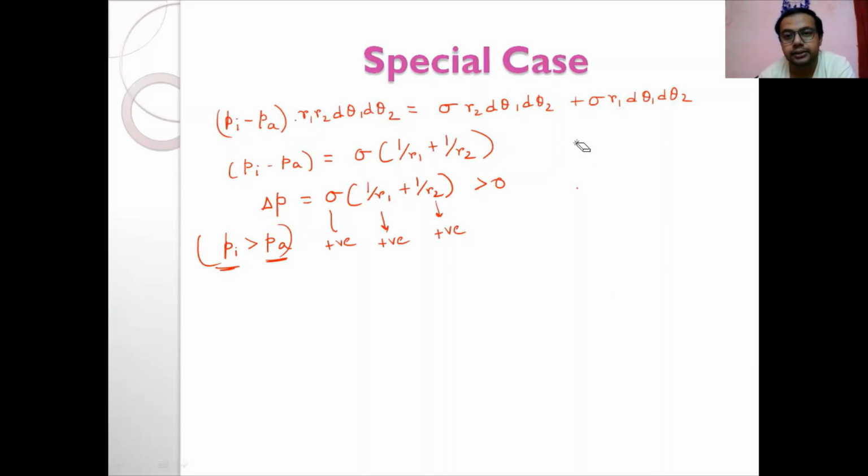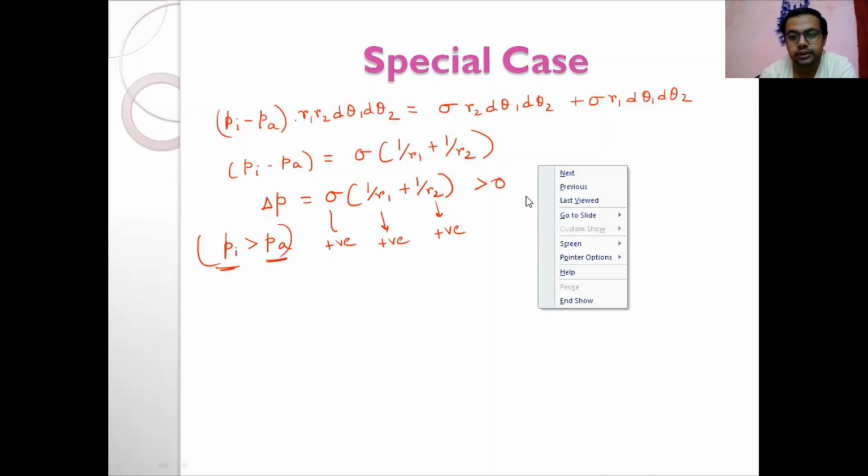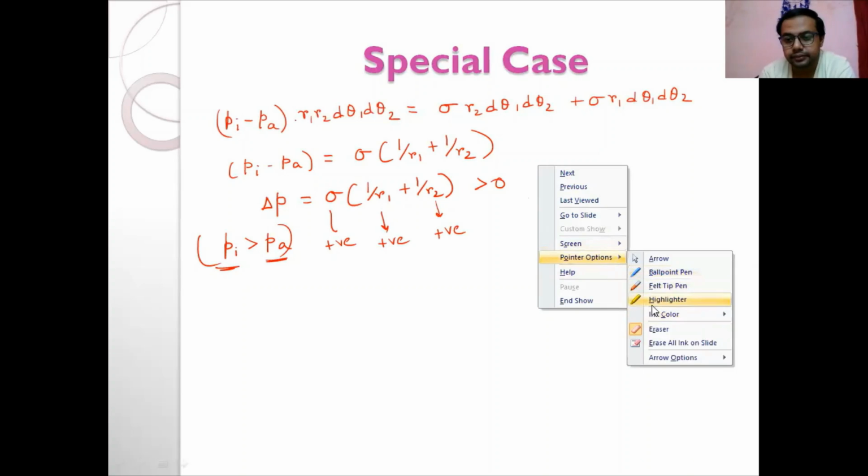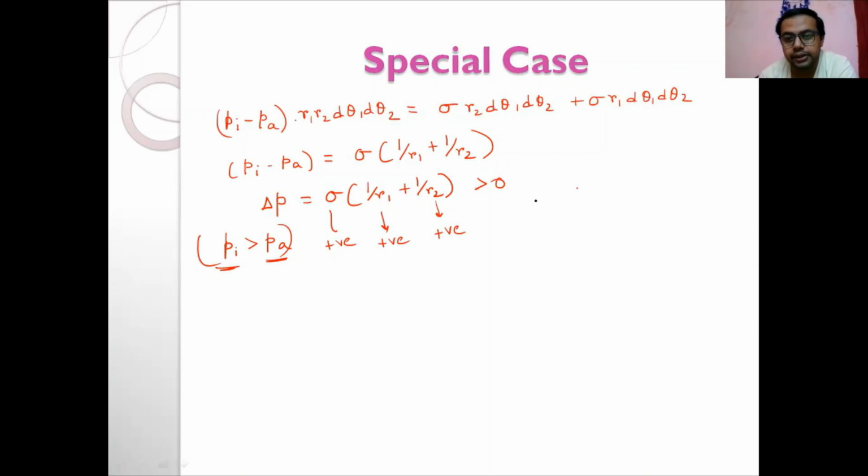So, special case. Whatever we are getting now, our equation comes here: delta P is equal to the pressure difference, sigma into 1 by R1 plus 1 by R2. This is the most important equation. Now some special cases, case 1.